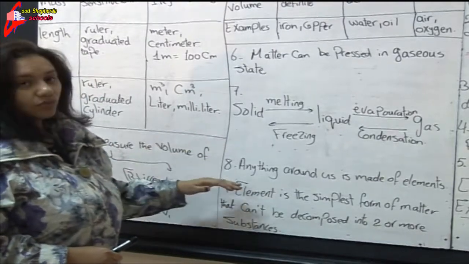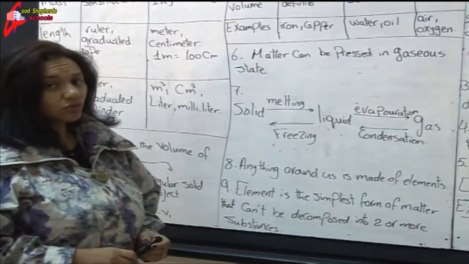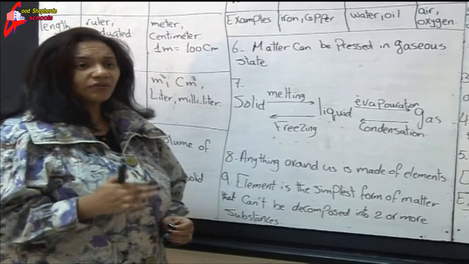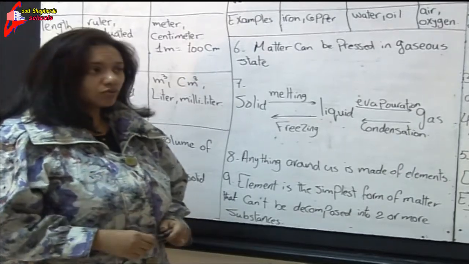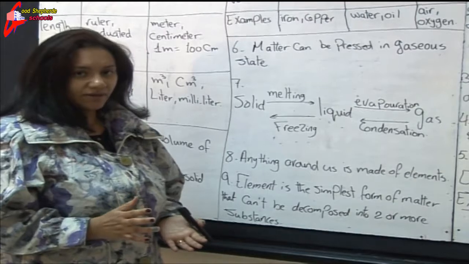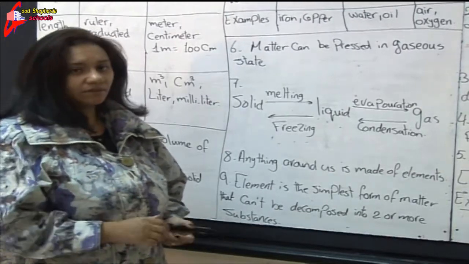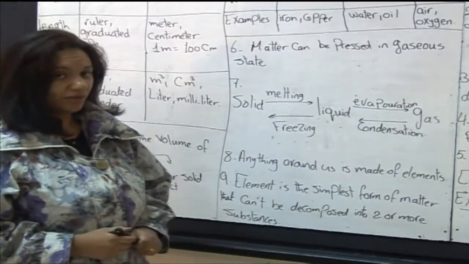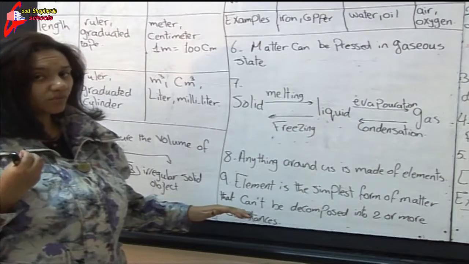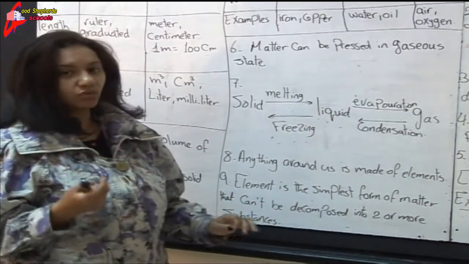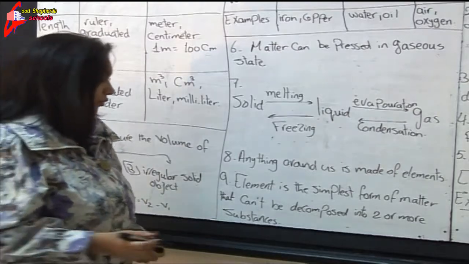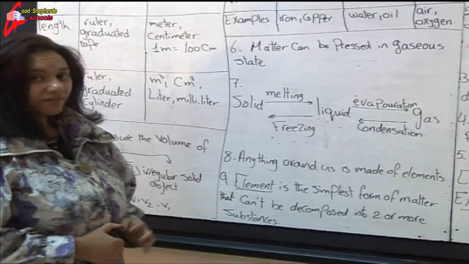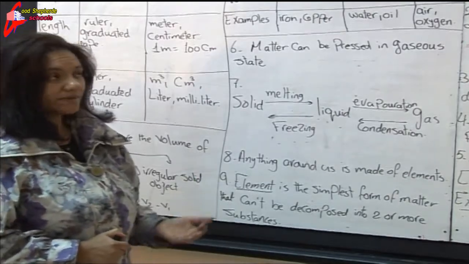Then we will enter the third lesson. The third lesson is talking about elements. What is an element? Anything around us is made of elements. So everything we see around us is made of elements. Why? Because an element is the simplest form of matter, and this simplest form of matter can't be decomposed into two or more substances.